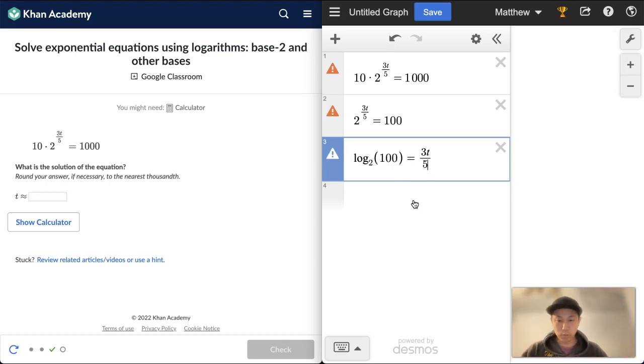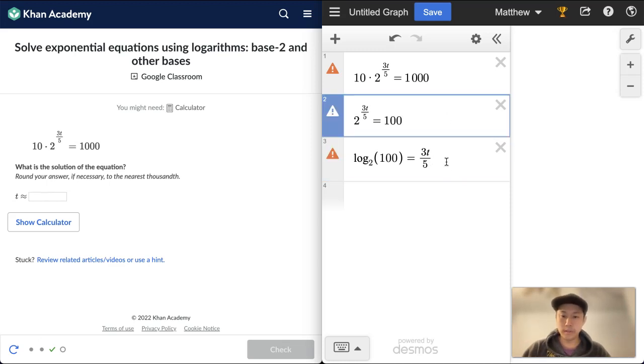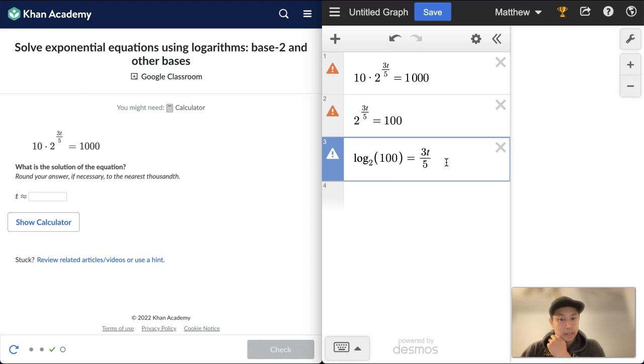Okay? Double check your around the world method. Start at the base of the log. 2 to the power of 3t over 5 equals 100. That's what we want. Okay? These two equations mean the same thing: exponential form, log form. Okay, so that now allows us to continue to manipulate the right side to get t by itself, right? We're solving for t.